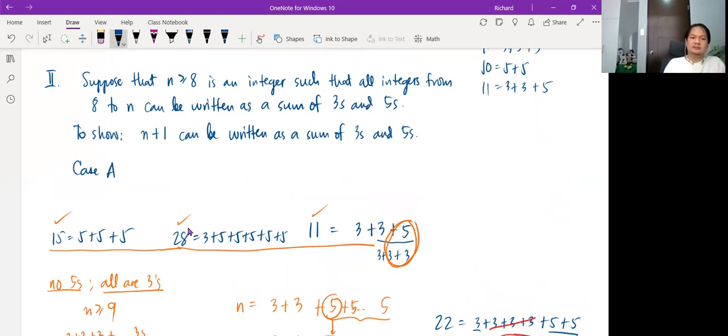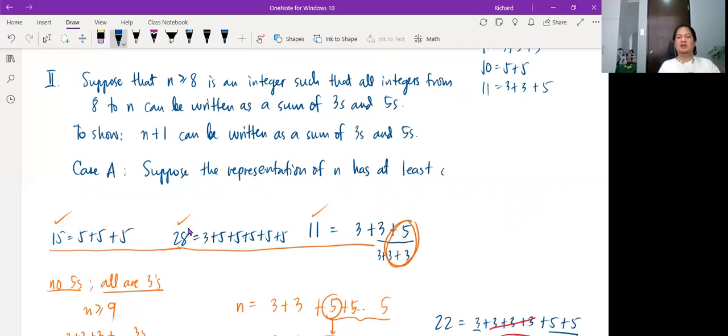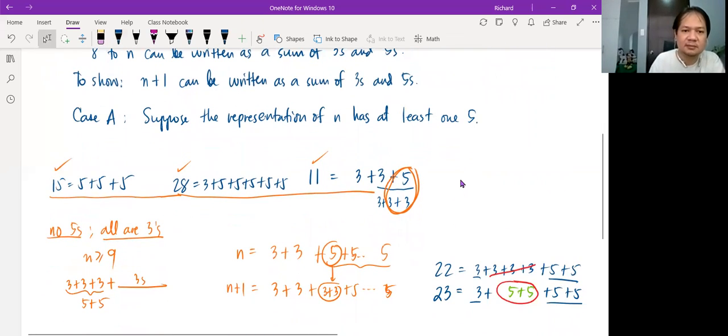Case A. Suppose the representation of n has at least one 5. We can write this schematically as follows: n is equal to 5 plus a sum of 3s and 5s.